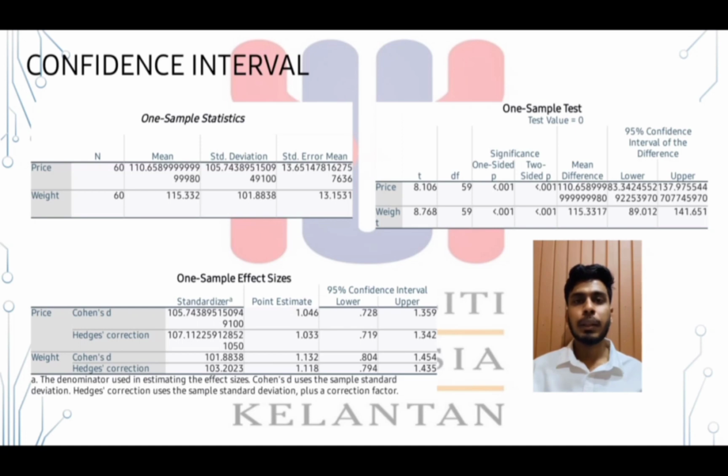Hi sir, my next part is confidence interval. The denominator is used to estimate the effect sizes. Cohen's d uses the sample standard deviation. Hedges' correction uses the sample standard deviation plus a correction factor. The correction factor has two levels, which are price and height. The 95% confidence interval can be different in this analysis. For price level, the lower boundary and upper boundary are 83.342 and 177.97 respectively. For weight level, the lower and upper boundaries are 89 and 149.41 respectively.